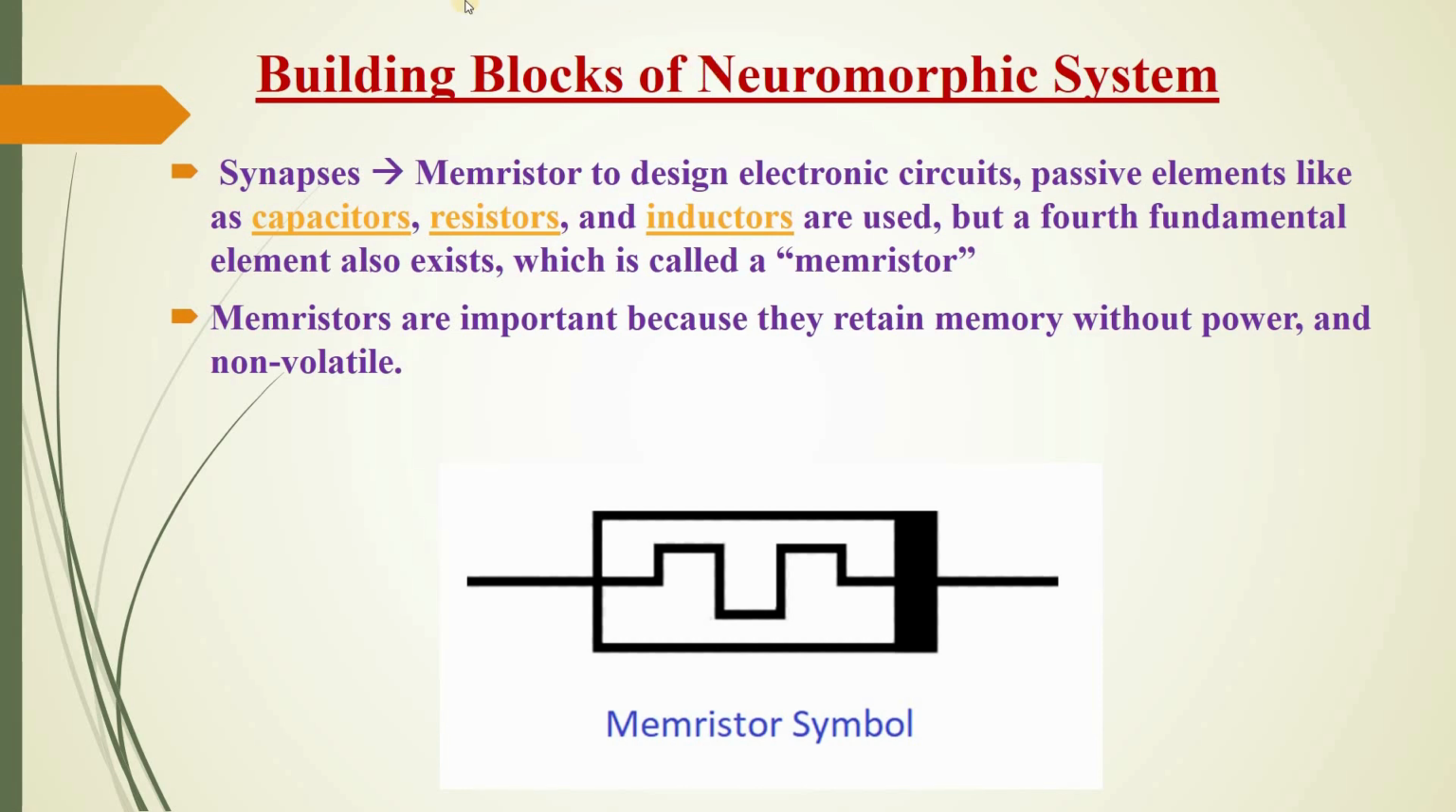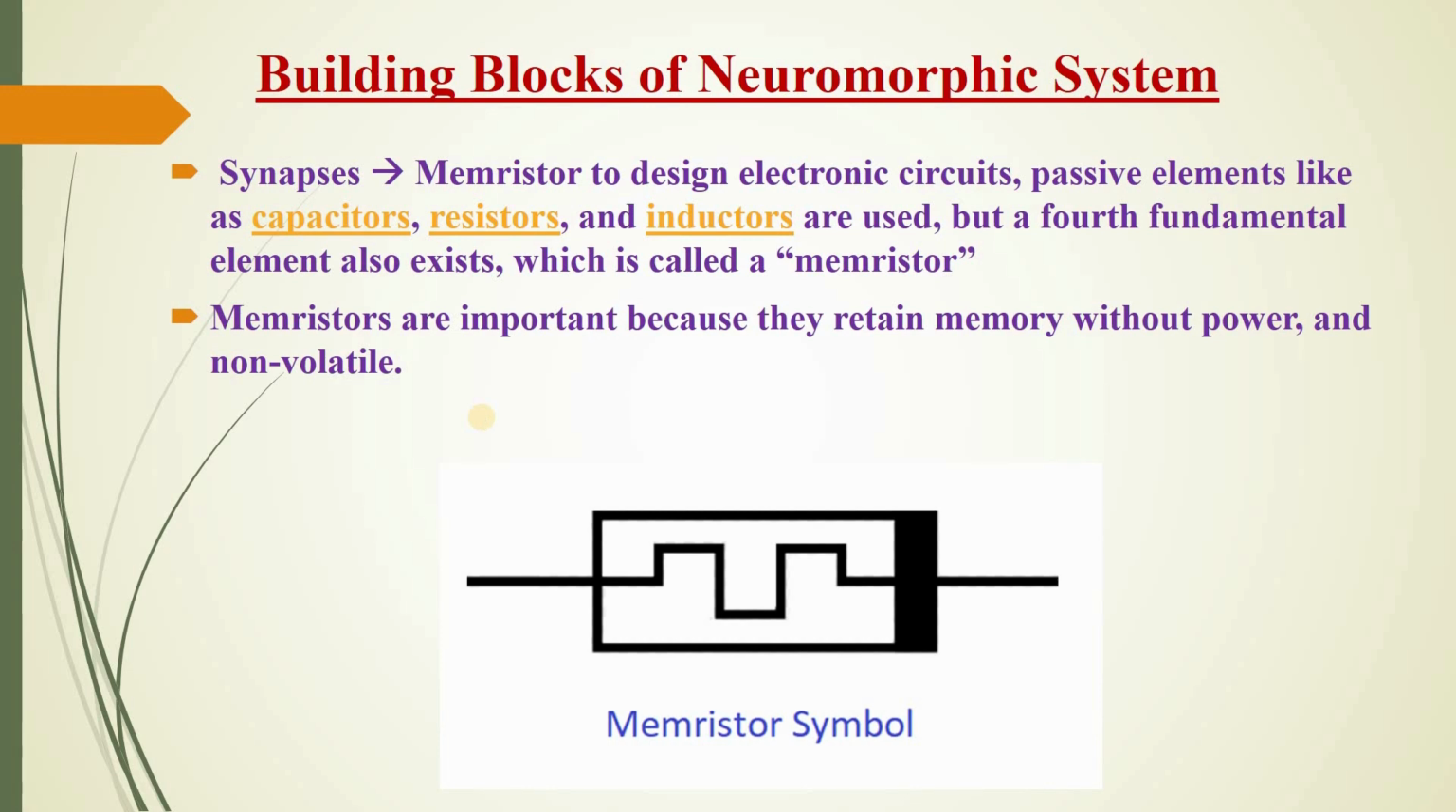The first one is the memristor. The memristor resembles the functions of the synapse, which is already present in a neuron. So the memristor resembles the functionality of the synapse. To design electronic circuits, passive elements like capacitors, resistors, or inductors are used. But a fourth fundamental element is also there, that is called the memristor. This is the symbol of the memristor. I'm going to give a brief idea about what a memristor is. Memristors are important.